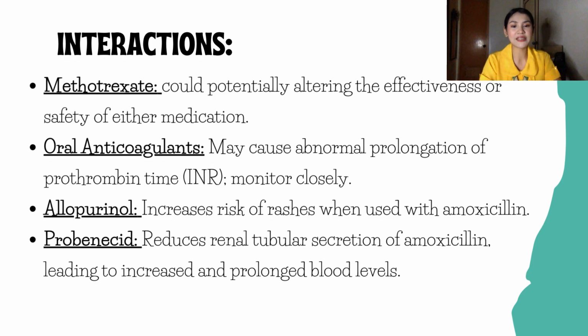Probenecid is another medication used to treat gout like allopurinol, but it works differently from allopurinol by helping the kidneys remove uric acid from the body more efficiently. By increasing the amount of uric acid excreted in the urine, probenecid can help prevent gout attacks and reduce the risk of uric acid buildup in the joints. But when probenecid reduces the renal tubular secretion of amoxicillin, it may lead to increased and prolonged blood levels of amoxicillin when used together.